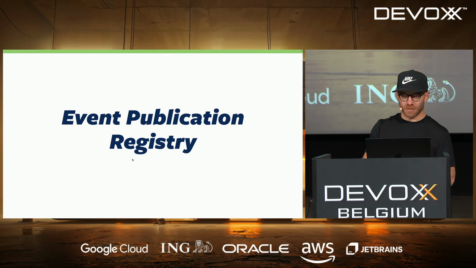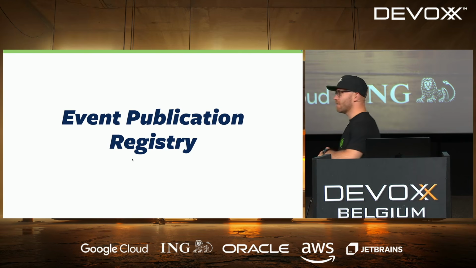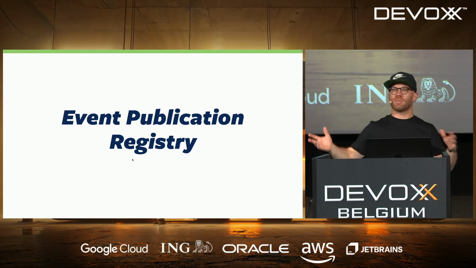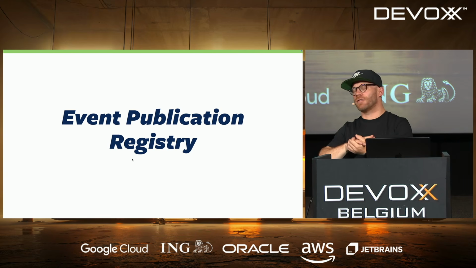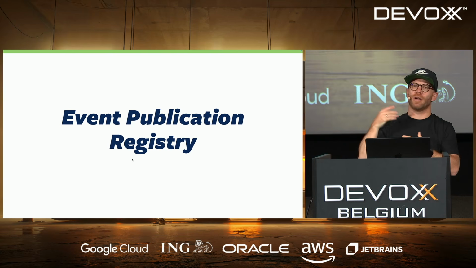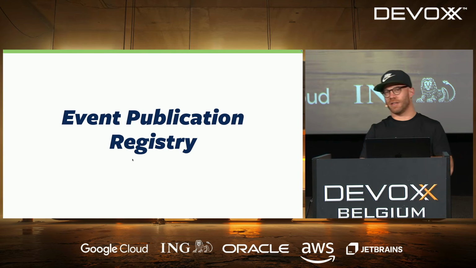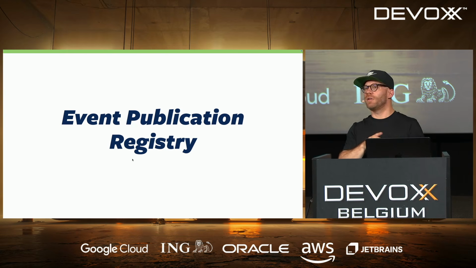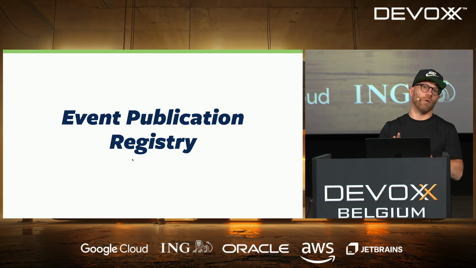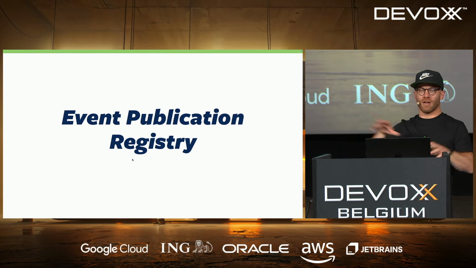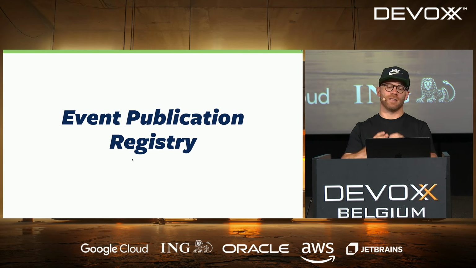Event publication registry. Everything that you've seen until now was stuff that's basically surrounding your application, right? The application verification is run in tests. The documentation is created in tests. So up until now, we didn't really affect the runtime behavior of the application at all. Spring Modulith is a kind of supporting project for your project, but it hasn't appeared in the runtime.